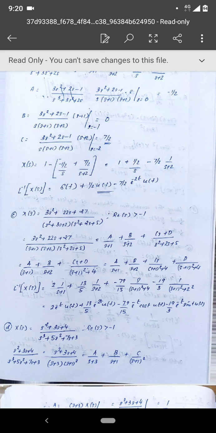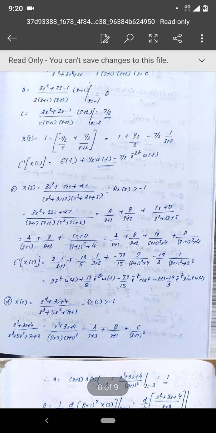Then you can split that, that is equal to a by s plus 1 plus b by s plus 2 plus cs by s square plus 2s plus 5, which can be written as s plus 1 the whole square plus 4. So that can be written as c s by s plus 1 the whole square plus 4 plus d by s plus 1 the whole square plus 4. Then easily you can find the residues A, B, C and D, and you can substitute that.